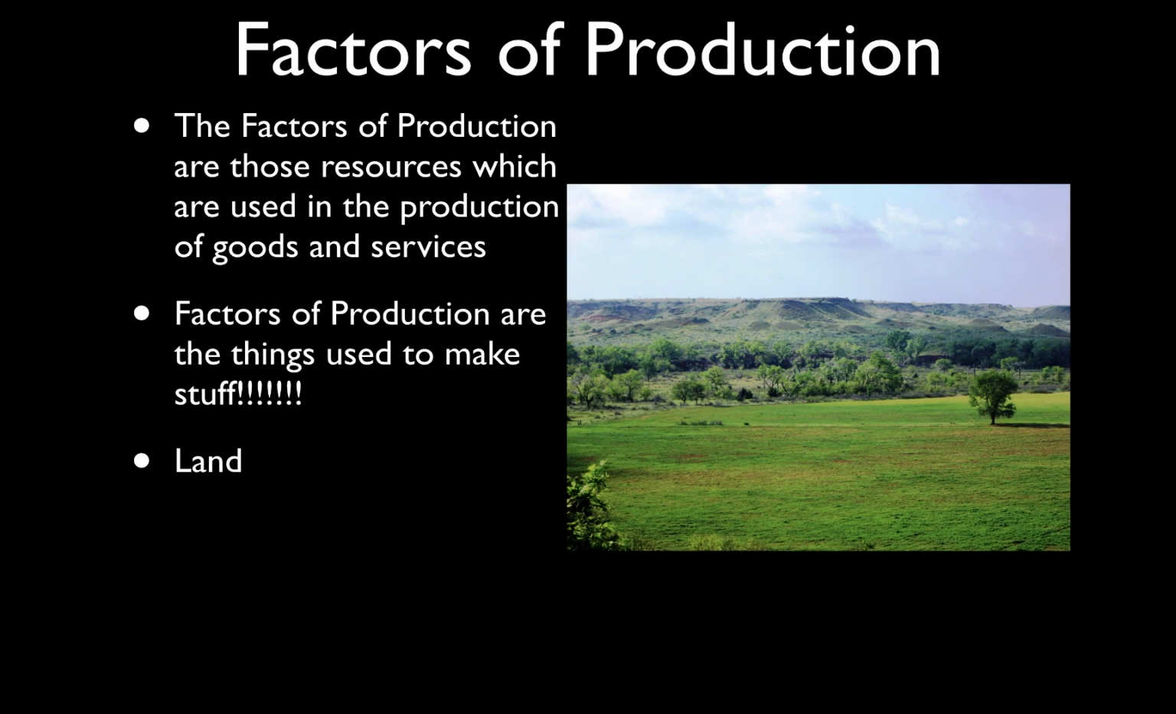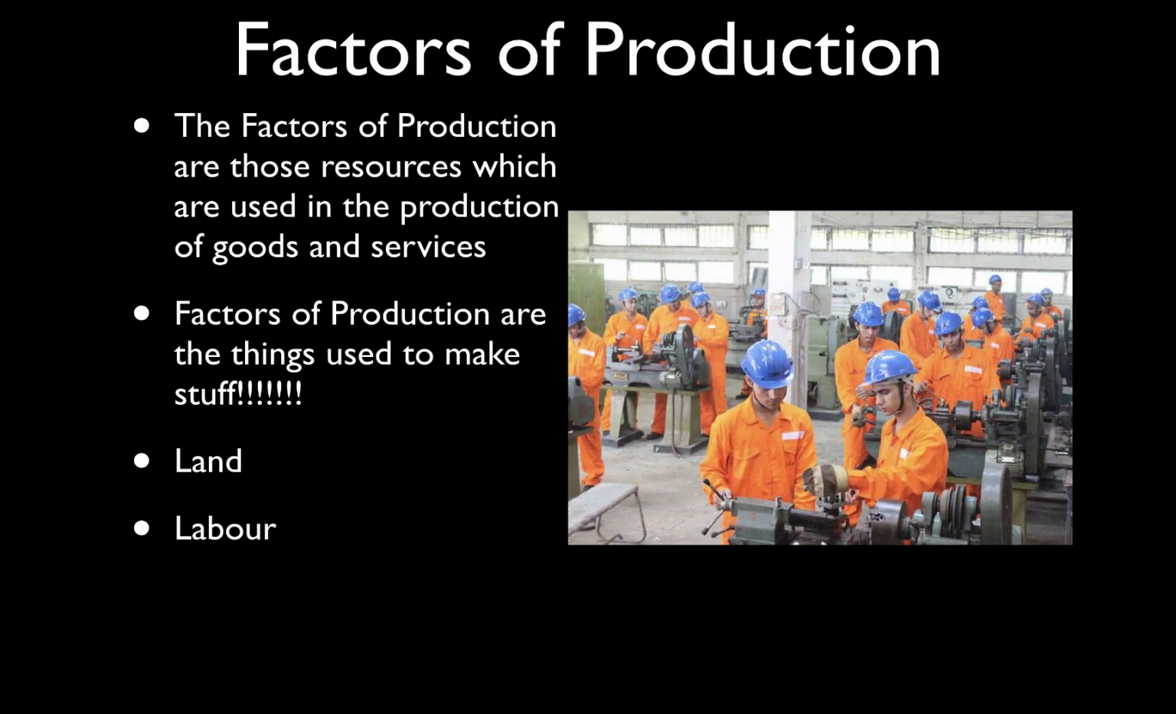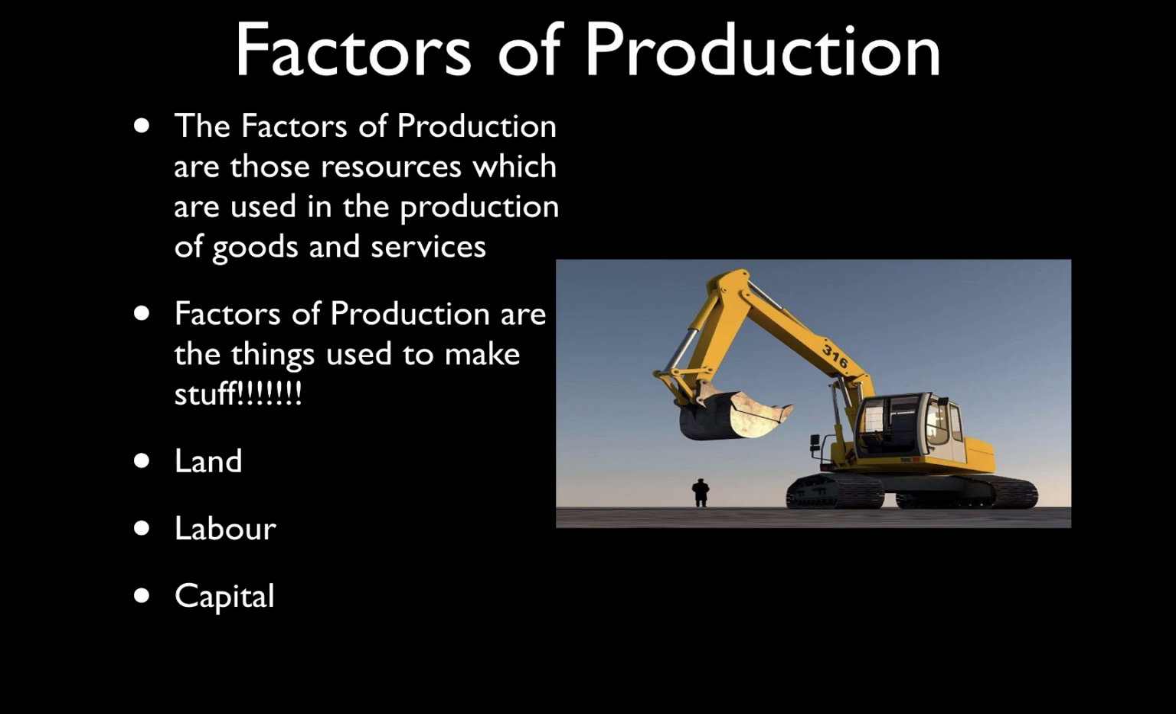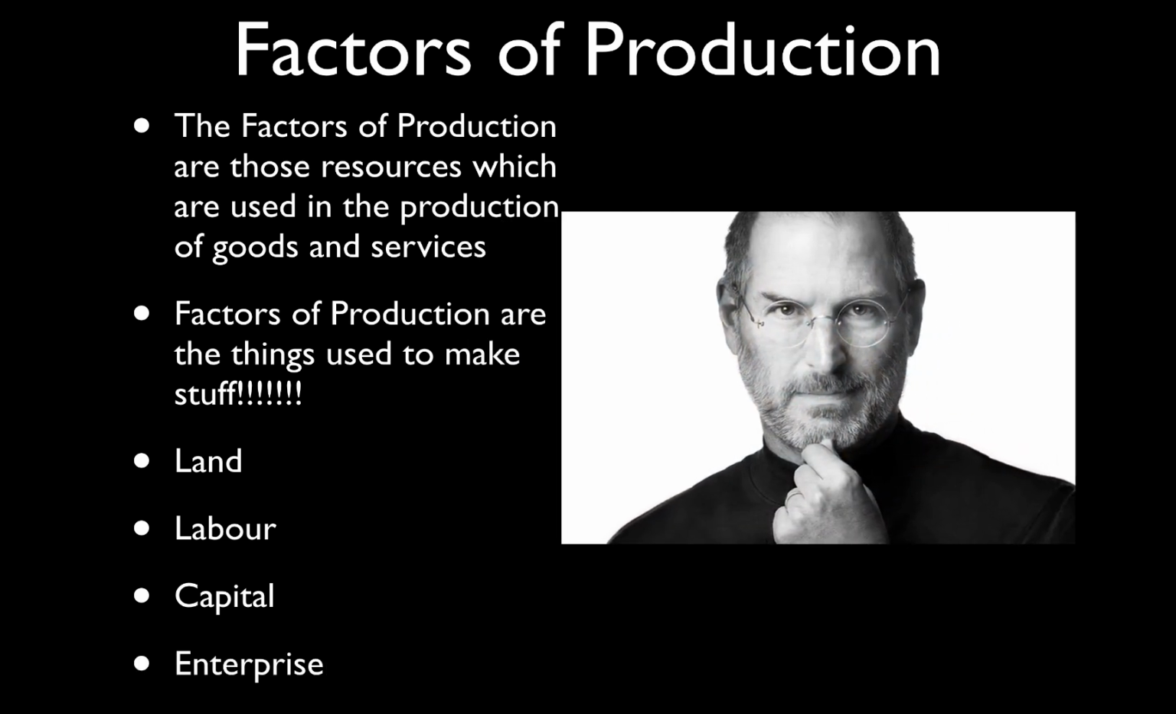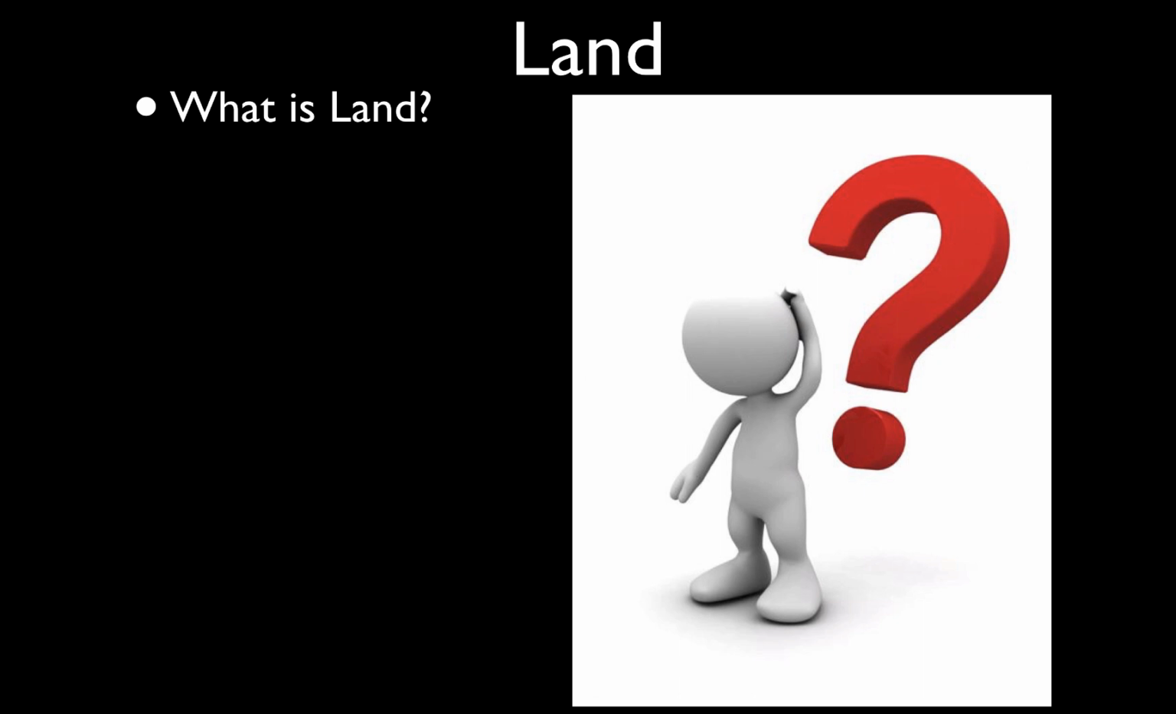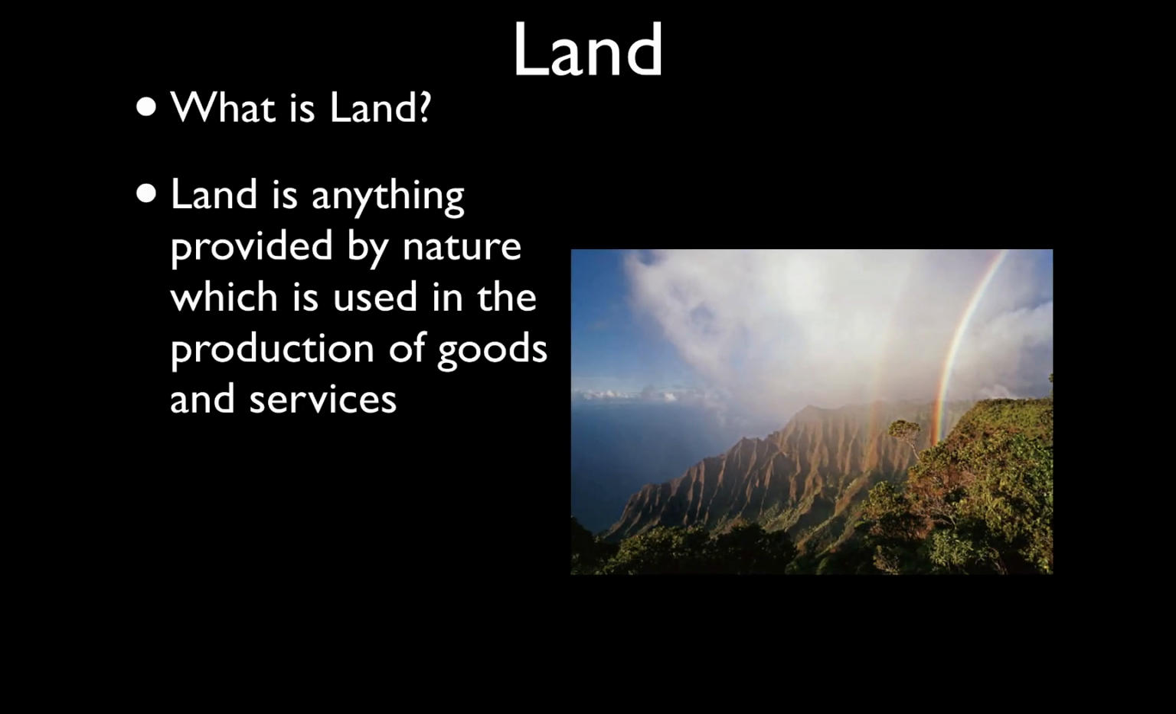So the 4 factors of production: we've got land, we've got labor, we've got capital, and we've got enterprise. What we're looking at in this video is land. It's always a good idea to know what you're talking about before you talk about it. So what's the definition of land?